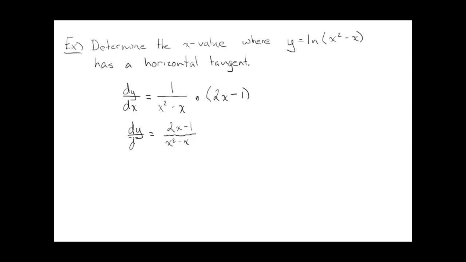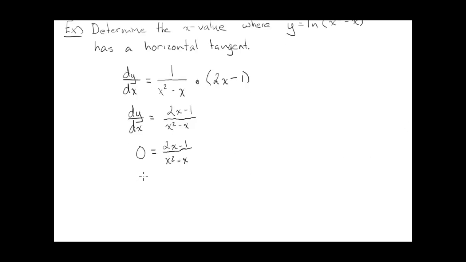And now what are you going to do with this? So we want to figure out where the tangent is horizontal, which of course means you set the derivative equal to 0. And we now have a rational equation. In order to solve a rational equation, multiply both sides by the denominator, or just look at the numerator and set that equal to 0. So 0 equals 2x minus 1, which means 2x equals 1, or x equals a half. So we get an x value of 1/2.